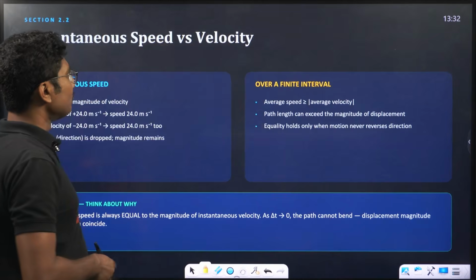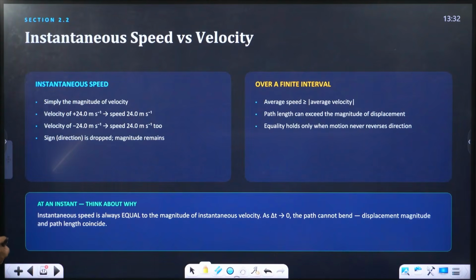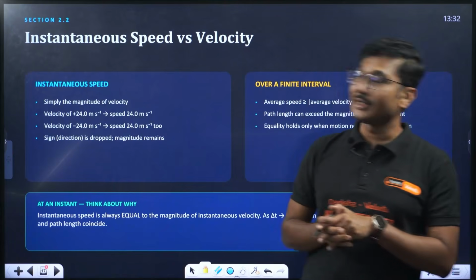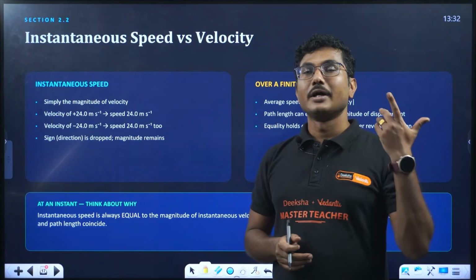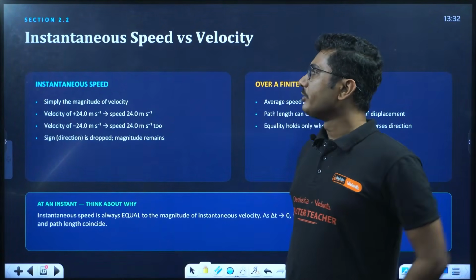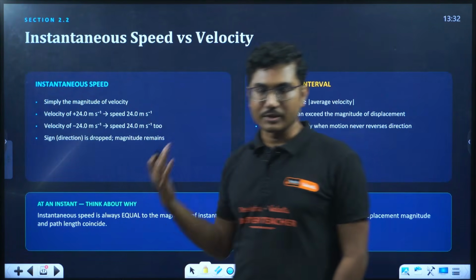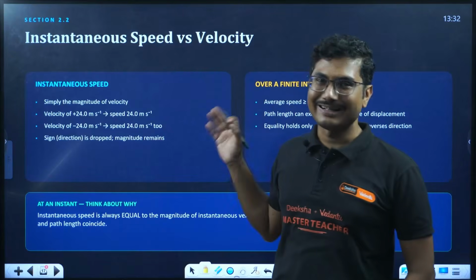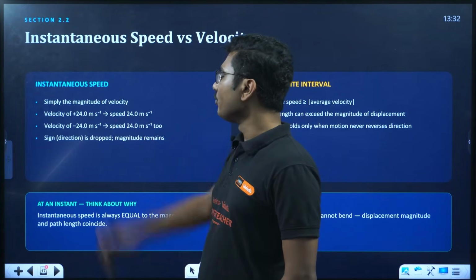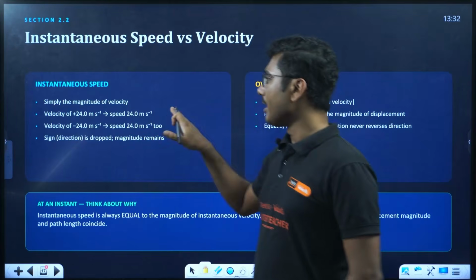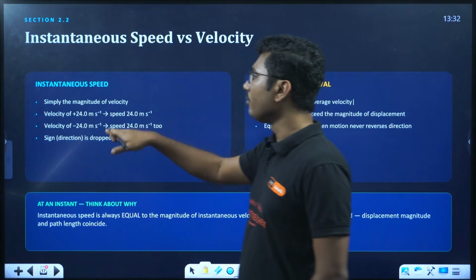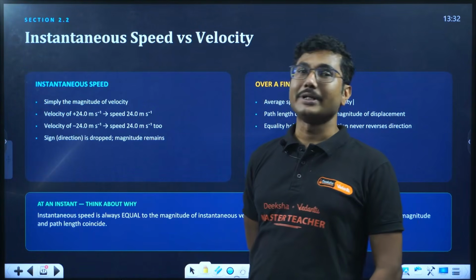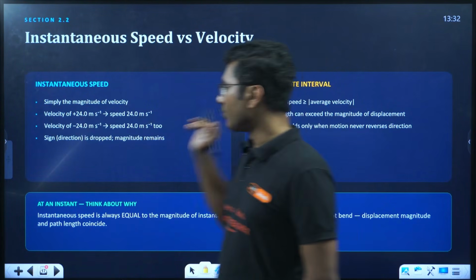Right? Now let's move on with instantaneous speed versus velocity. So that's one comparison we have done, a basic comparison of instantaneous speed and velocity. Now let's see. Instantaneous speed is simply the magnitude of velocity. You do not need to do anything other than that. Velocity of plus 24 meter per second, speed is 24 meter per second. Velocity of minus 24 meter per second is also speed 24 meter per second. Sign is dropped, magnitude remains.